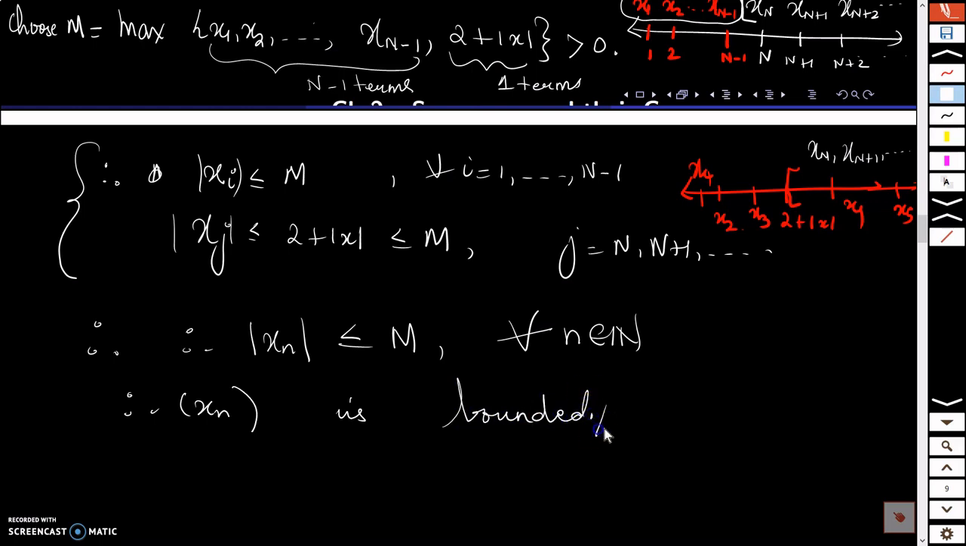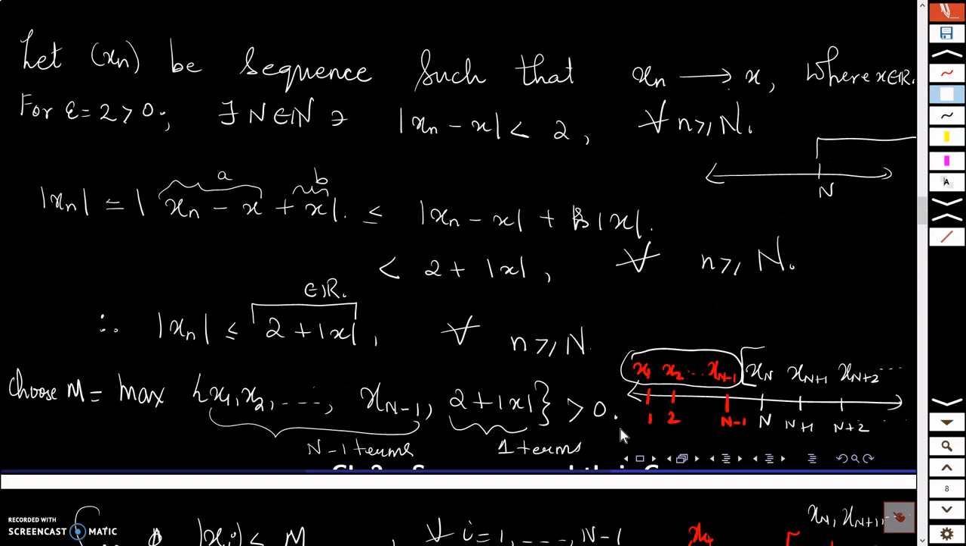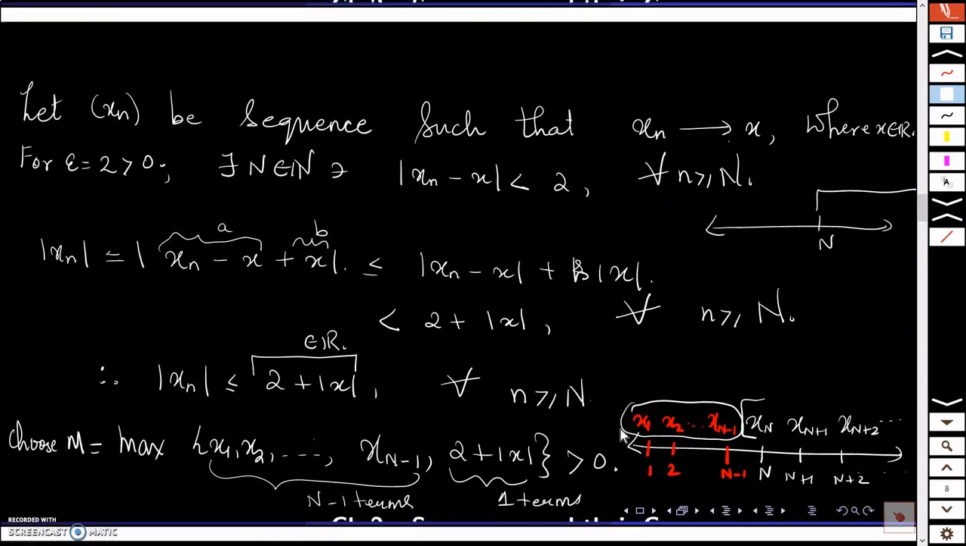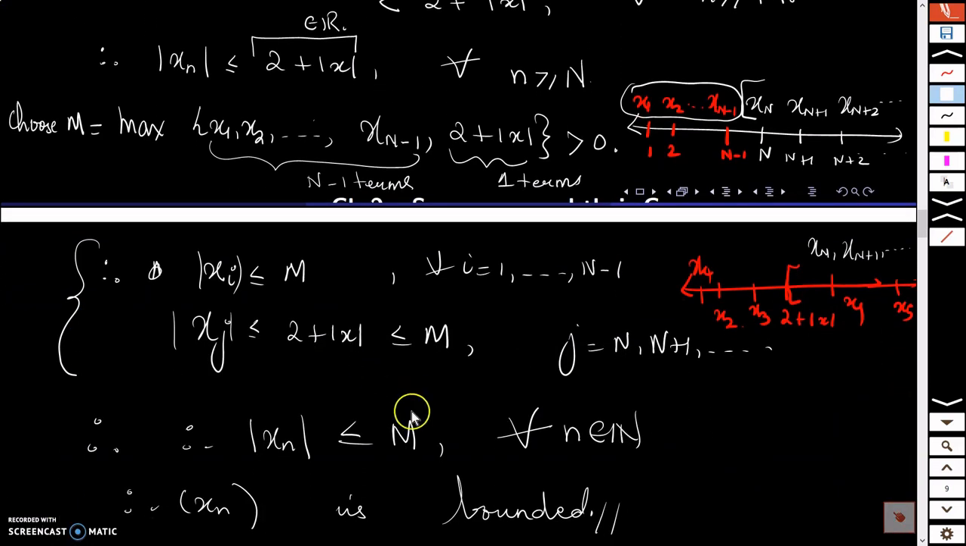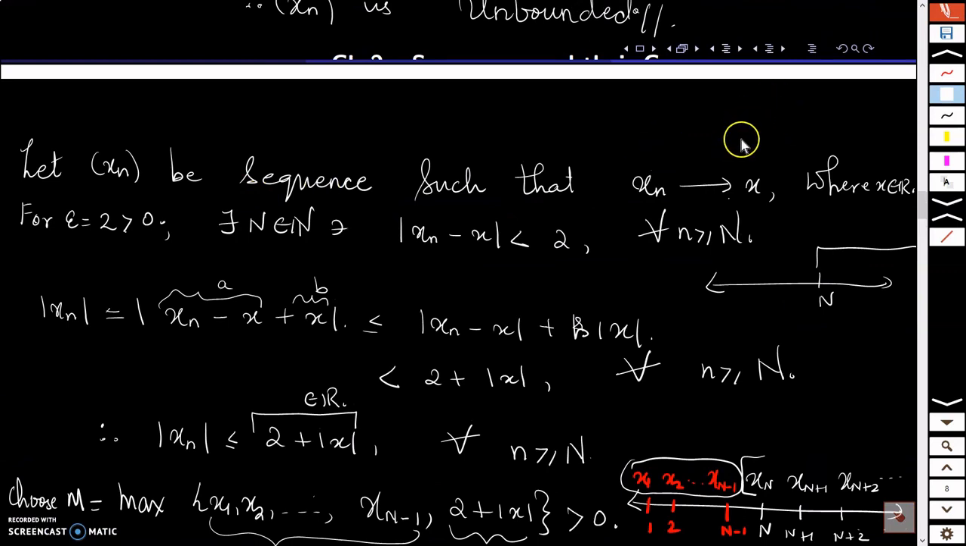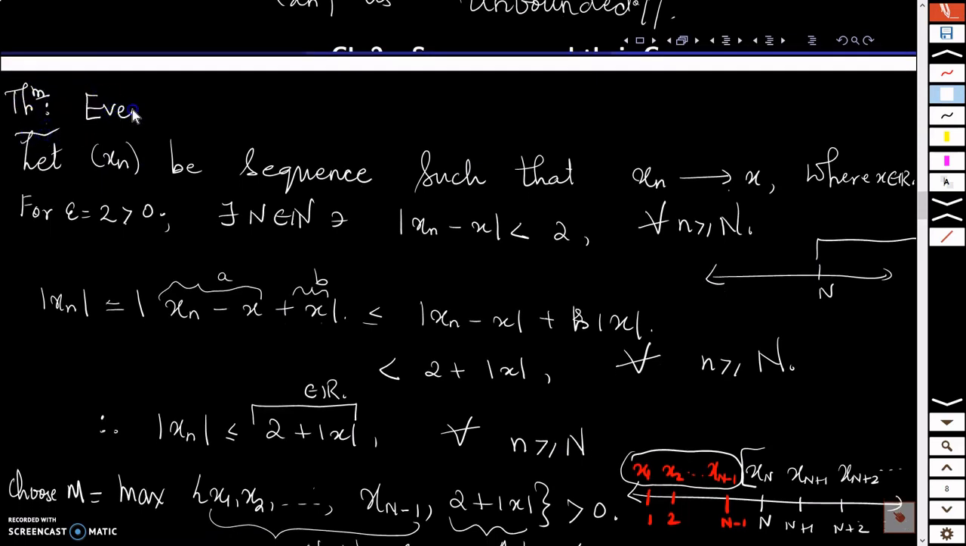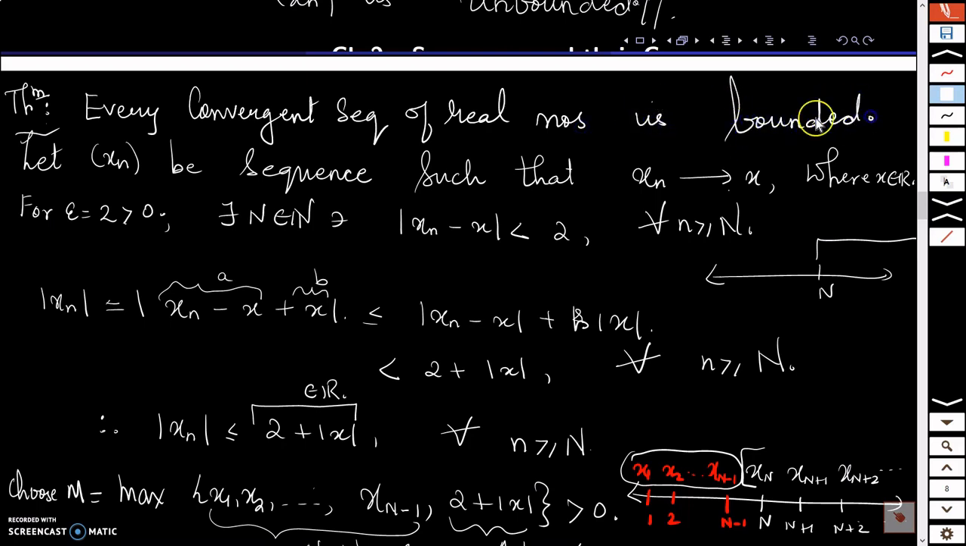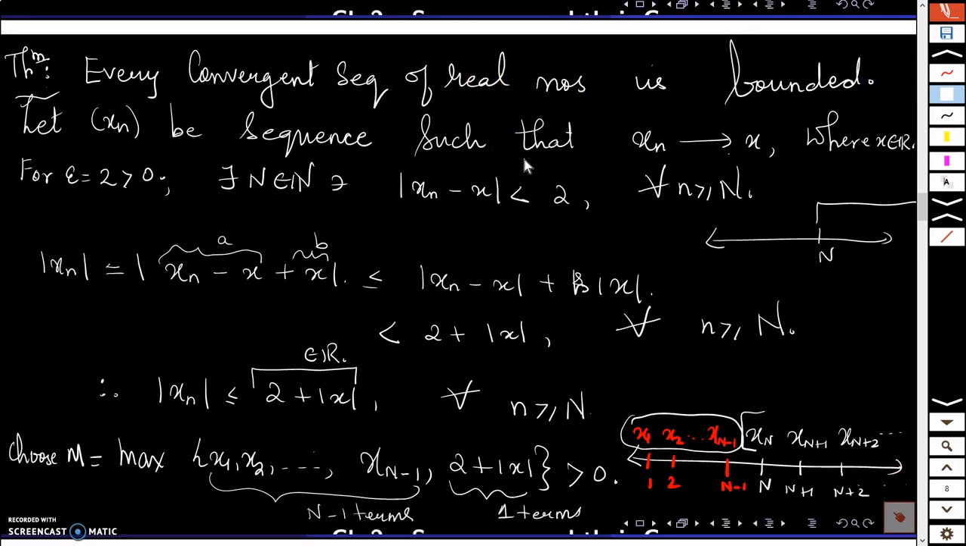So what did we do here? We started with a convergent sequence x_n, and we showed that it is bounded, because we found a real number M such that mod x_n is less than or equal to M for all natural numbers n, right? So our conclusion is that if I take any convergent sequence of real numbers, that is going to be bounded. And this is the next property, which I will put as a theorem now. Every convergent sequence of real numbers is bounded. So no matter which convergent sequence you take in R, that sequence will definitely be bounded.